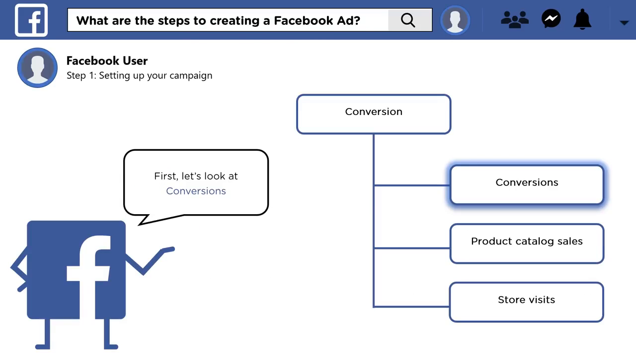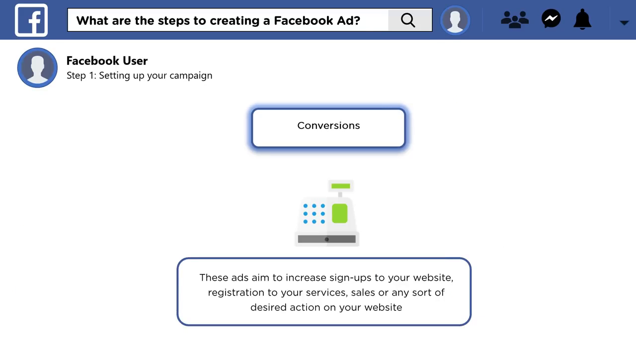Let's turn our attention to the last objective, which is conversion. Under conversions, we have conversions, product catalog sales, and store visits. For conversions, this is the end of the funnel. This is the part of the funnel where we want people to take action. So ads related to the objective of conversions aim to increase whatever the goal is of your website. If it means signups or registrations for your services, or sales, or downloads, or any desired action on your website, then that's the conversion. That's what we're aiming to achieve when we tie our ads to conversions.